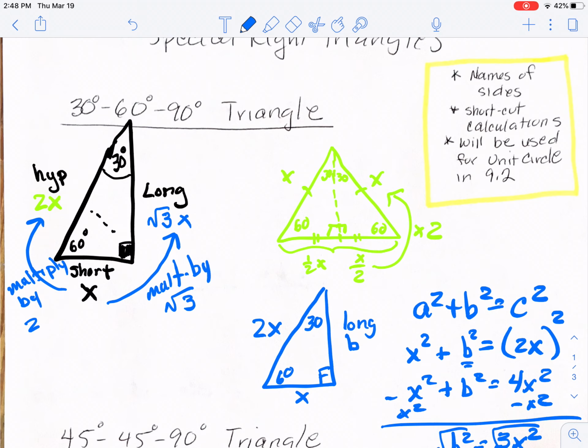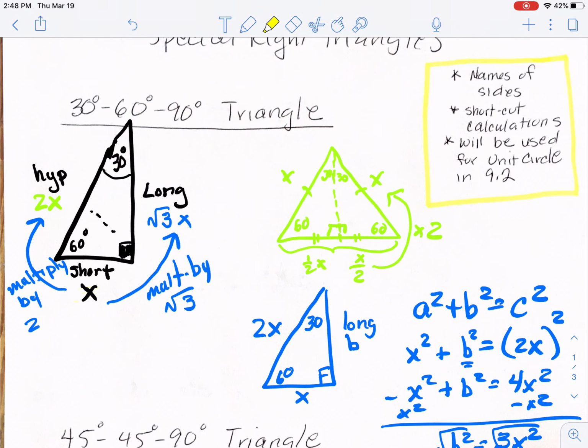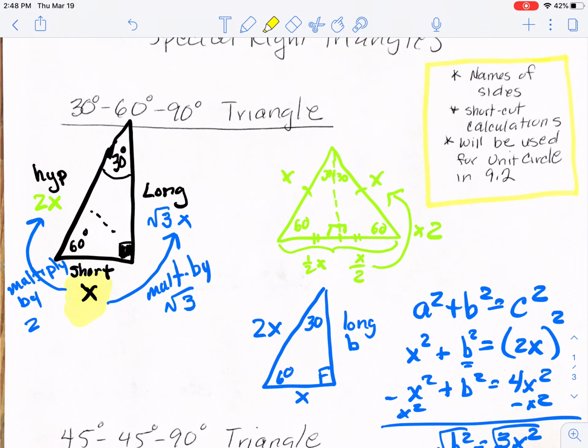So the secret to these is find the short side as fast as you can. As soon as you get the short side, let's get some color here. Is that showing up? Let's go bigger. As soon as you get the short side, then you can go from the short side to the long side and the hypotenuse.